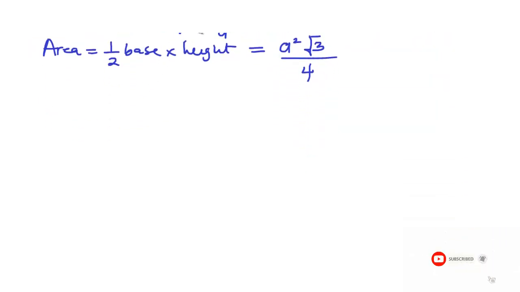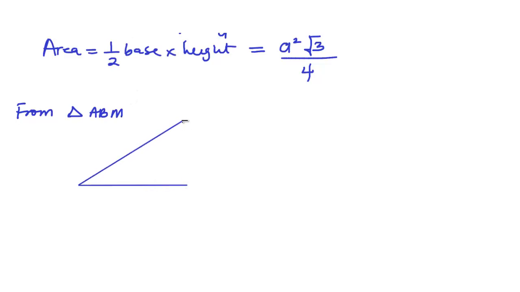So from triangle ABM, we are going to have something like this. This is A, this is A over 2, and this is the height that we are looking for. We don't need the angle, basically. So we can use the Pythagorean theorem to get the height. This is 90 degrees.